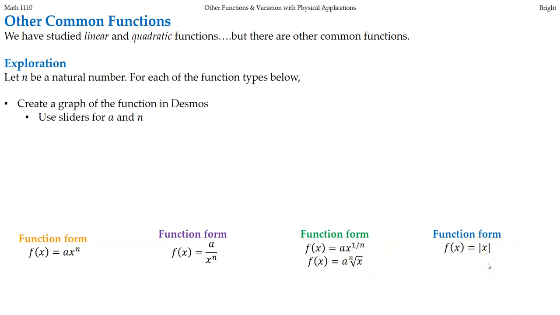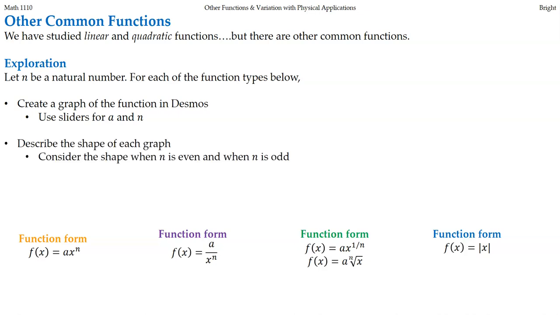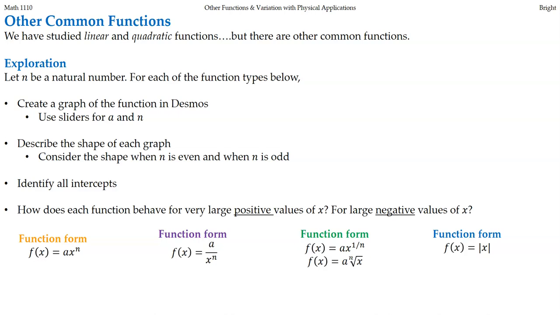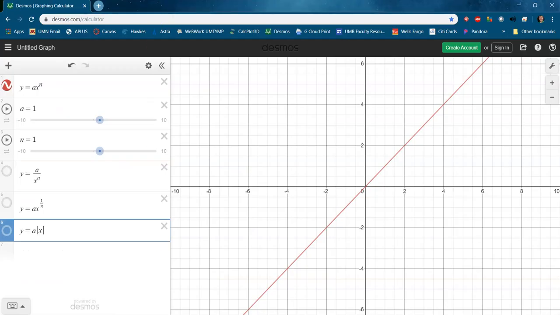For each of these, we want to look at this in Desmos, and we'll use sliders for a and n, and then describe the shape. Think about the shape when n is even and odd, for instance, talk about intercepts, and look at how the function behaves for very large positive and negative values of x. Okay, so let's go ahead and do that. I'll back out here, and I have Desmos open with the different functions plotted. The first one is a x to the n. These are power functions, a subset of the polynomials, but I digress.